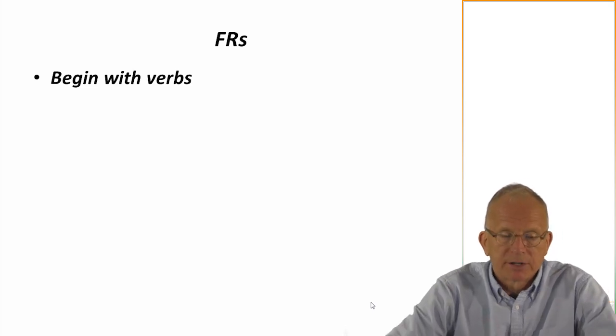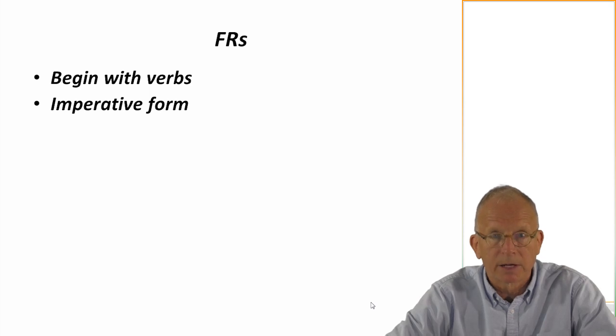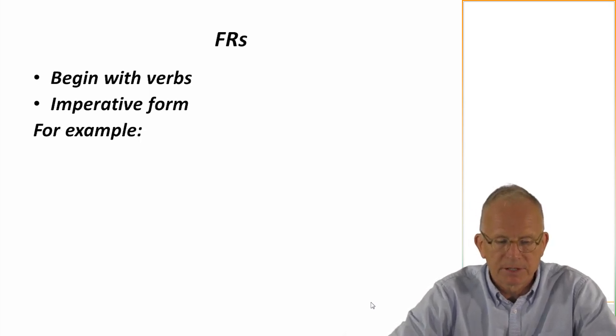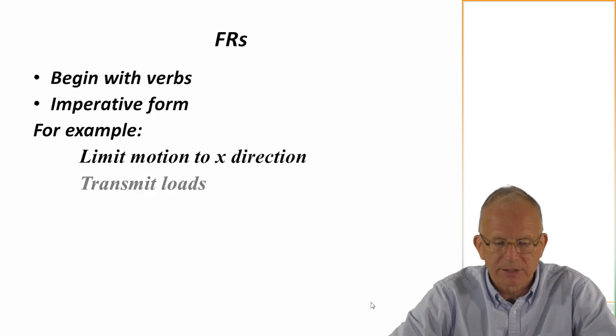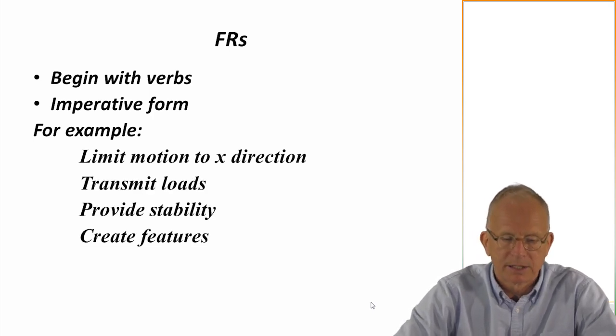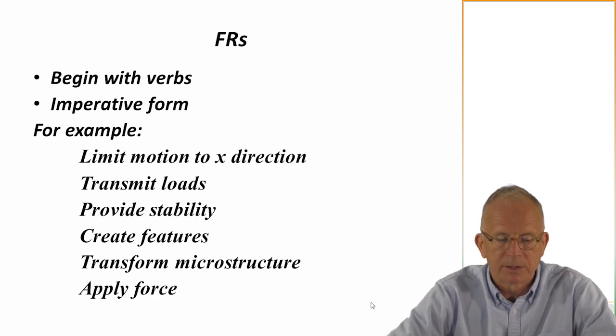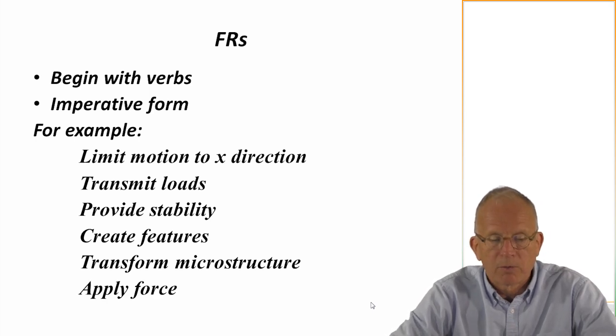So FRs should begin with verbs, be imperative in form, like a command. For example, limit motion to X direction, transmit loads, provide stability, create features, transform microstructure, for example, in a heat treatment, apply force.